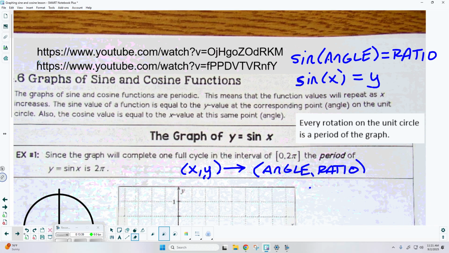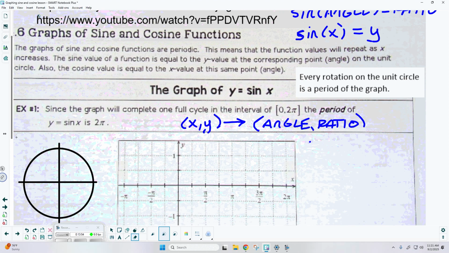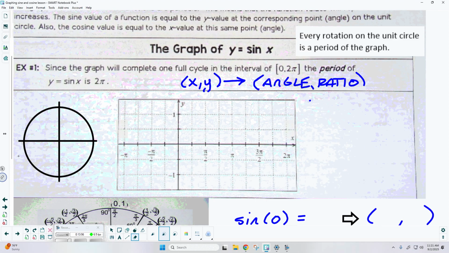Every ordered pair, x, y, that we're accustomed to, it's now going to look like this. The x's are going to be your angle measures, and it doesn't matter if it's degrees or radians. We're going to be working with radians, though. And then the y value is going to be your ratio. In fact, if you look at the grid we have right here, it is an x, y coordinate plane. The only difference is that horizontally, you've got radian measures. So that's what we're going to be using here.